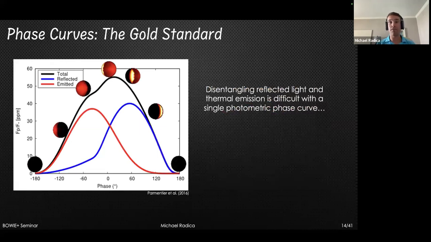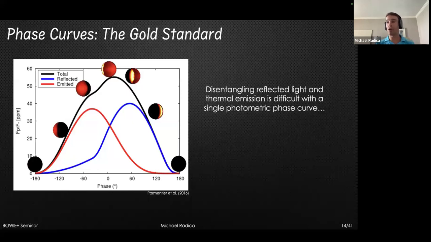A great example of this is some of the work that Vivian did with Kepler phase curves. Here we have an example where the black line is showing the total emission from the planet as a function of phase. This is being semi-decomposed into components of reflected light, shown in blue, and thermal emission, shown in red. We have thermal emission peaking on the eastern hemisphere pre-zero phase, and we have the reflected light dominated from the western hemisphere, which again should be cloudy. However, this is very difficult to do with just one single photometric phase curve.